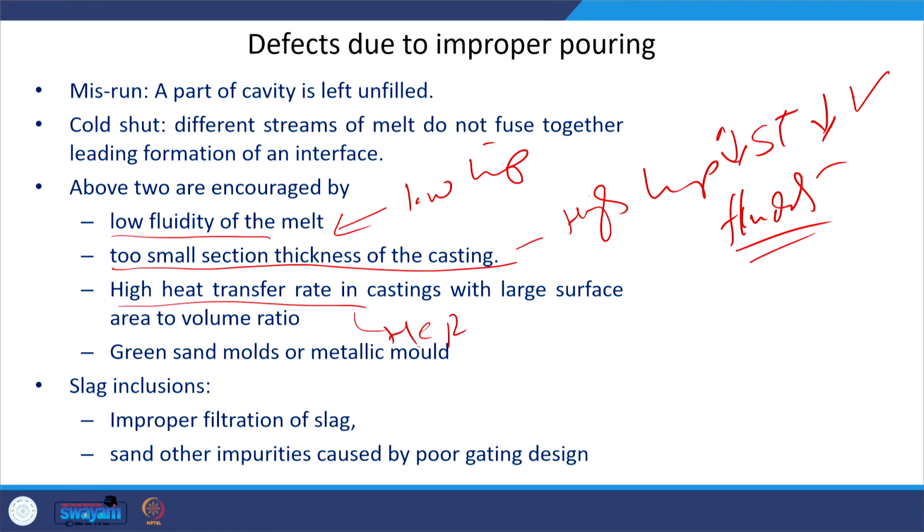If the cooling rate is high, then the rapid cooling of the molten metal will lower the temperature, and that in turn will lead to misrun and cold shut, both kinds of defects. This particularly happens when the surface to volume ratio of some sections of the casting is very high.